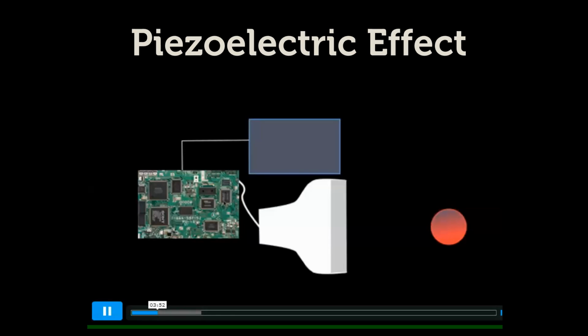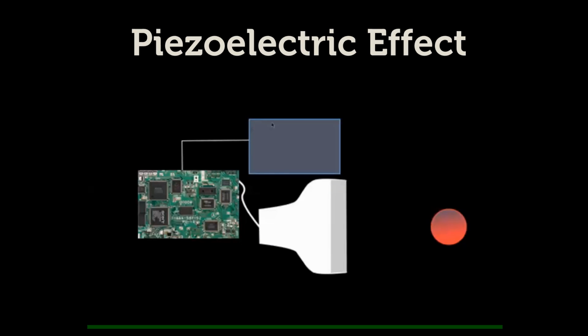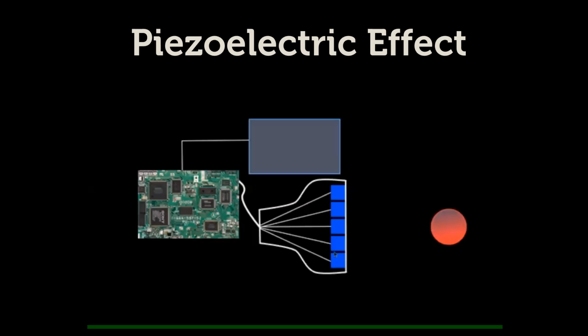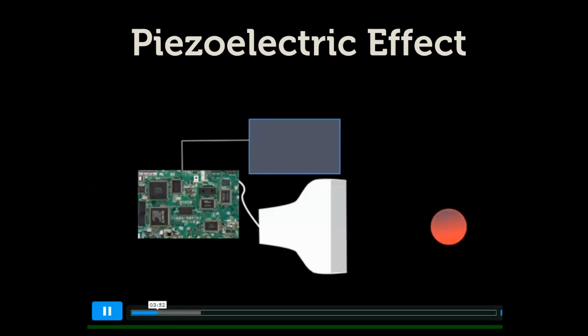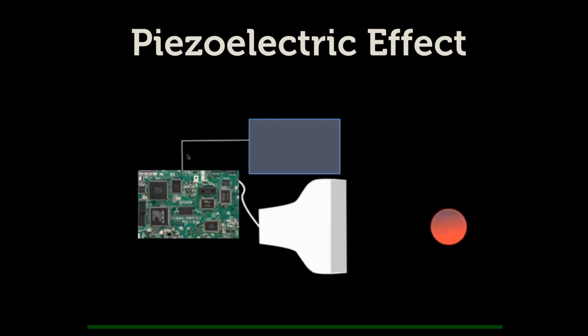To generate an image, crystals undergo the piezoelectric effect. Crystals convert electrical energy that comes through mains electricity into mechanical energy, which is a sound wave. The sound then interacts with the patient's tissues and returns back to the crystals with a different energy level. The sound wave then hits the crystal and is converted back to an electrical signal. This signal is displayed as a shade of grey on the monitor.